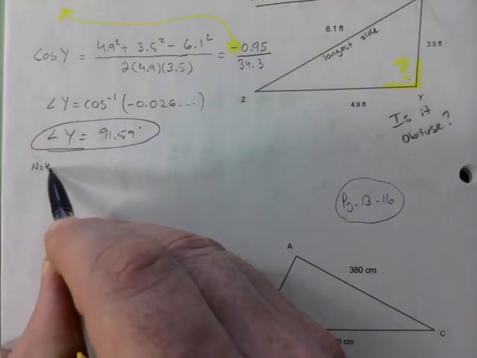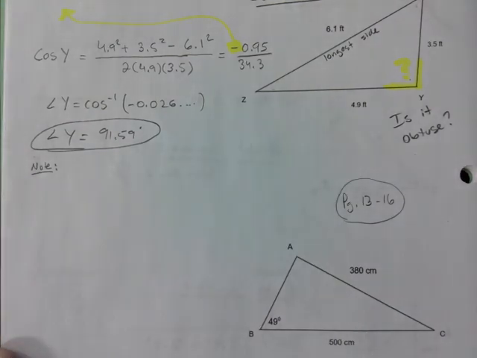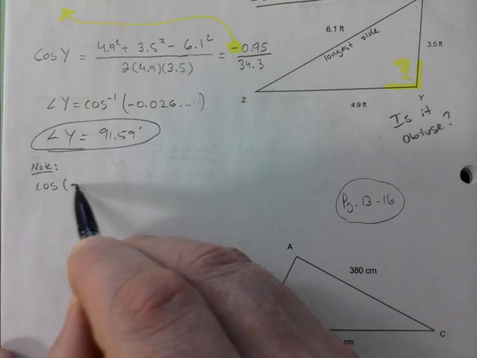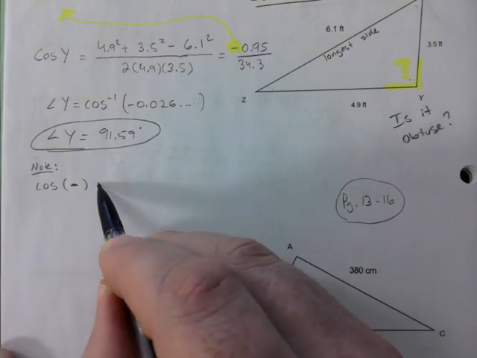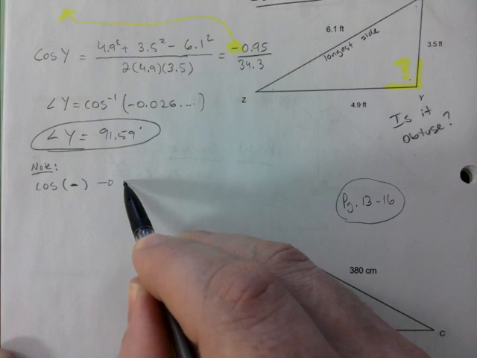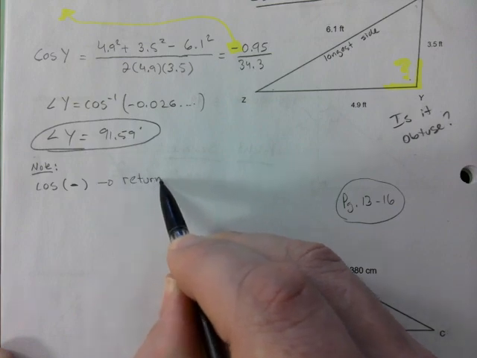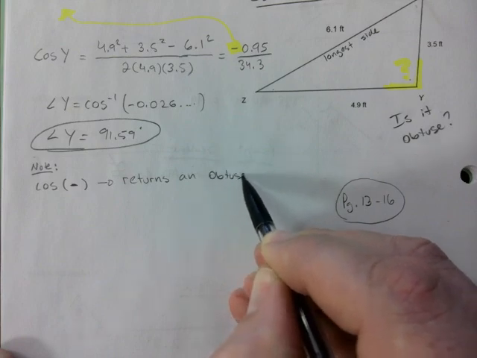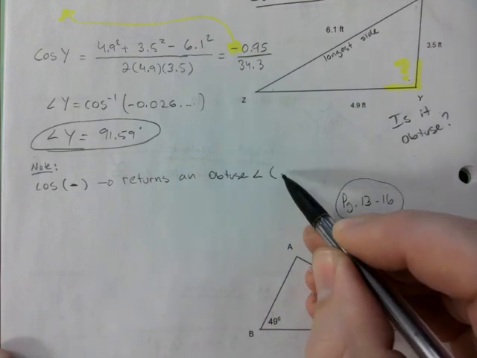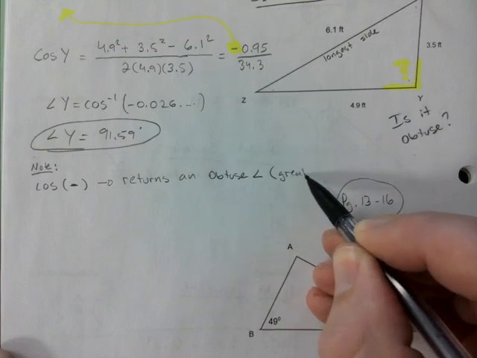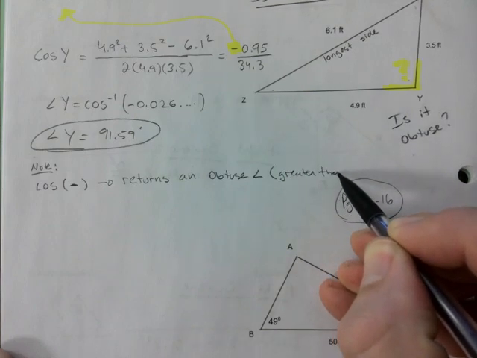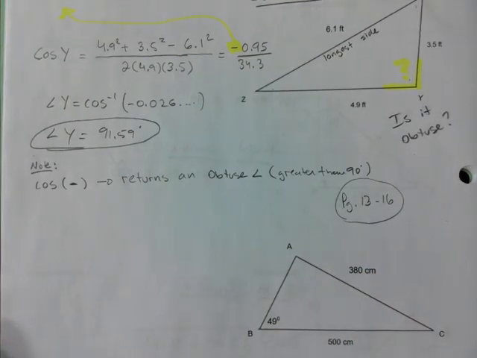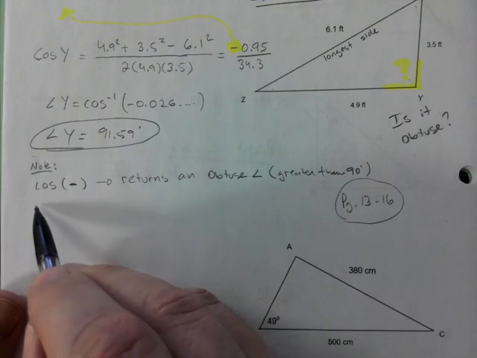Note, cosine inverse of a negative will always return an obtuse angle, greater than 90. 90 is like your measure, okay? I'm going to box this in with a highlighter.